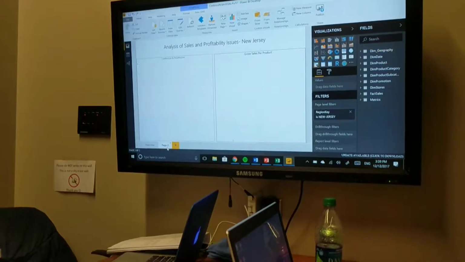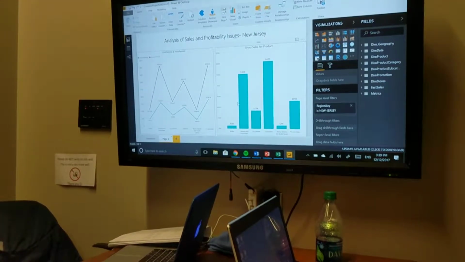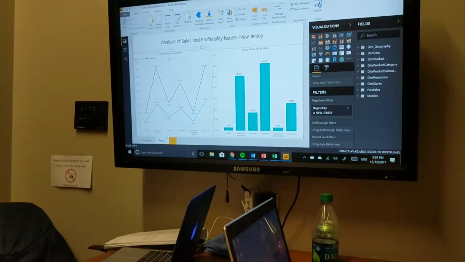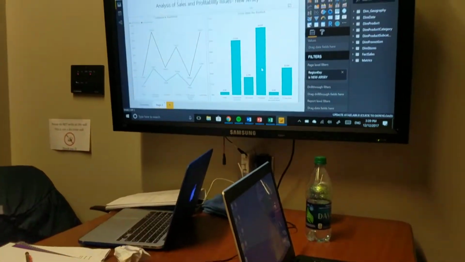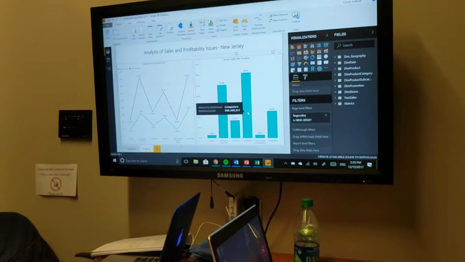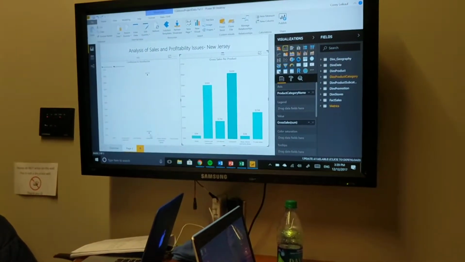And then on page 2, we again went over the relationship for the cost per unit and price per unit against gross sales. So if we wanted to look at computers, for example, click here, and then it adjusts accordingly.